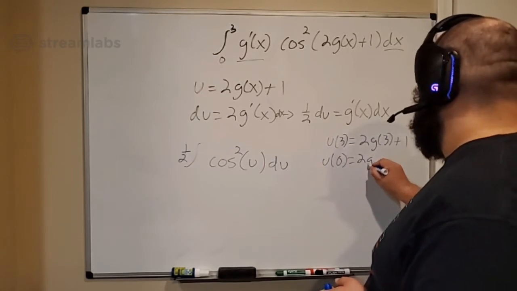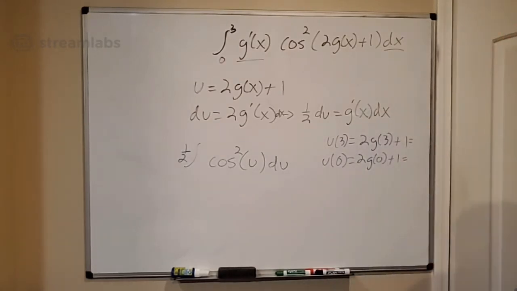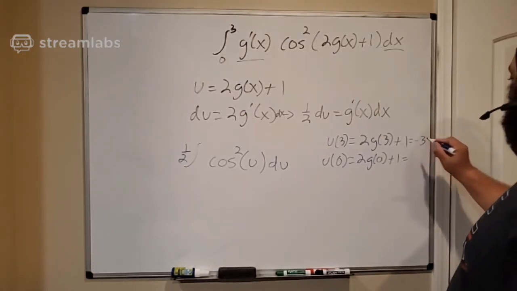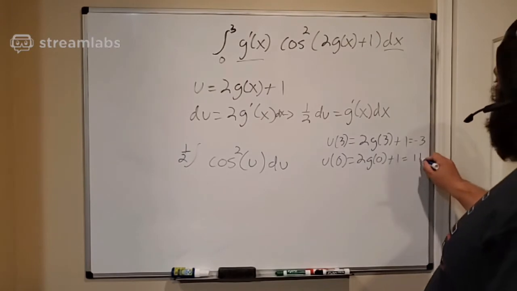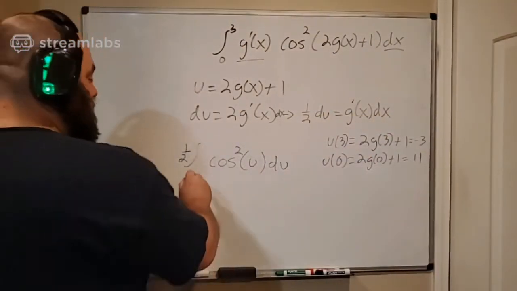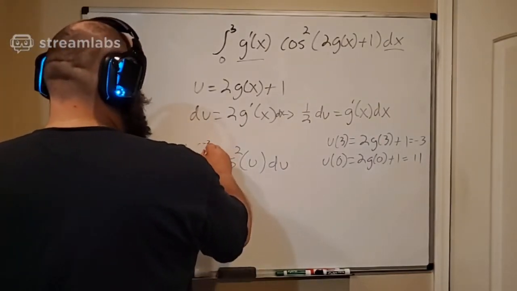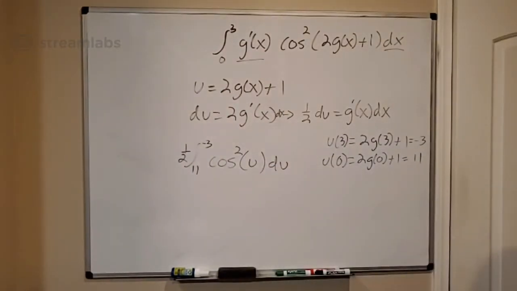And we use the chart to figure out what that is. g of 3 is negative 2, so I get negative 4 plus 1, which is negative 3, and g of 0 is 5, so I get 11. Now be very careful when you put these limits of integration in. You do have to put them in the same order. So 0 turns to 11 and 3 turns to negative 3. And now you can put that in your calculator.